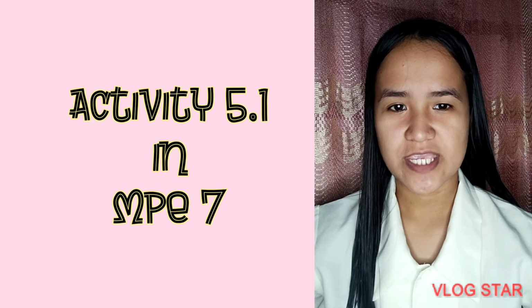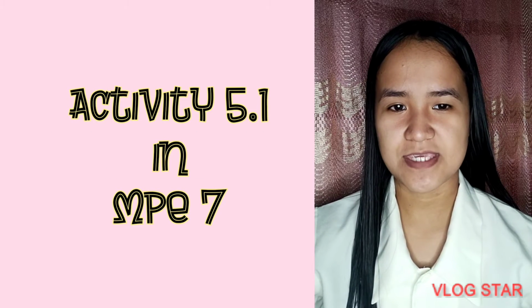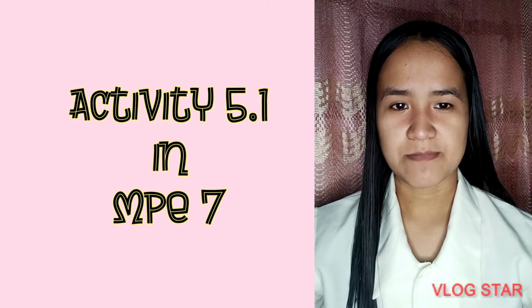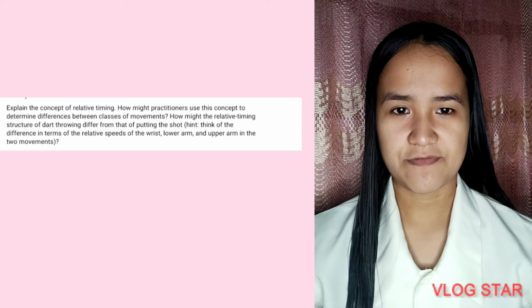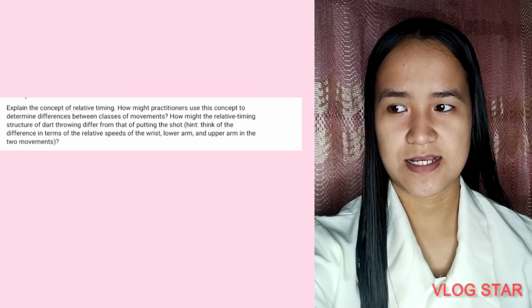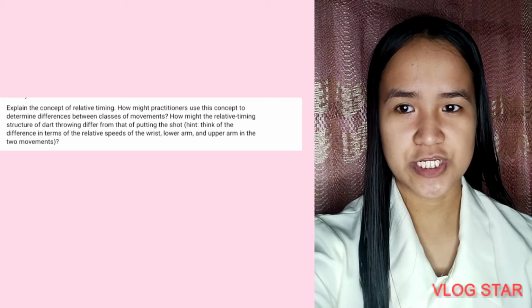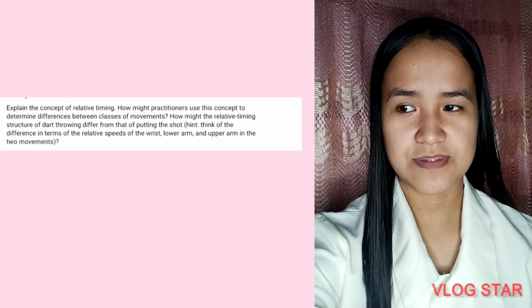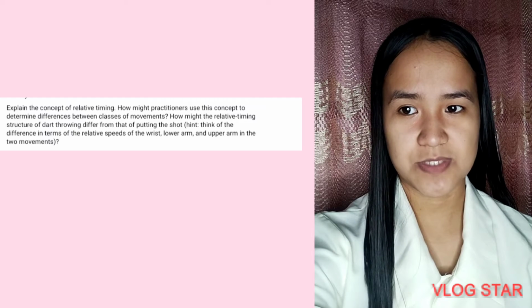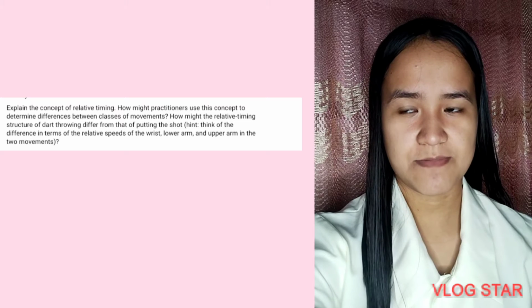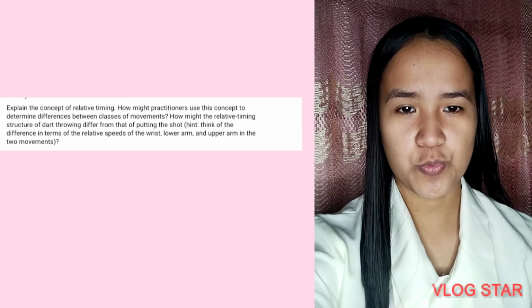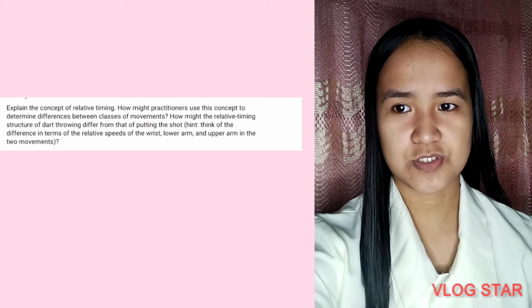This video contains my activity in MPE 7, in which I am going to answer the given questions. The first question is: explain the concept of relative timing. How might a practitioner use this concept to determine differences between classes of movement? Then, how might the relative timing structure of dart throwing differ from the putting of a shot?